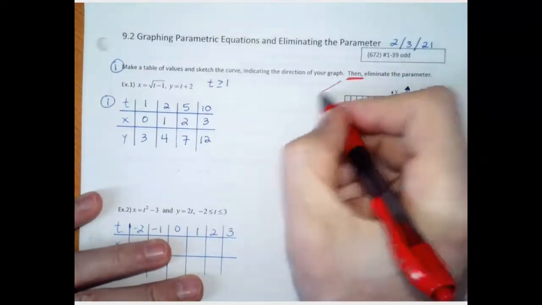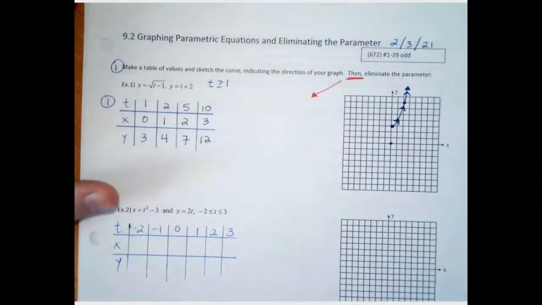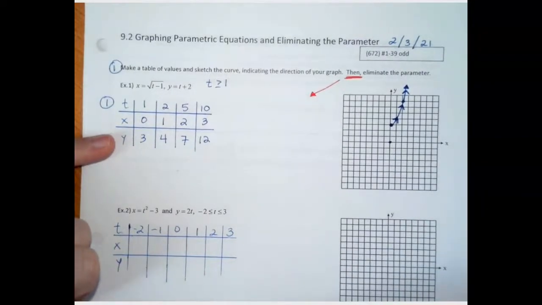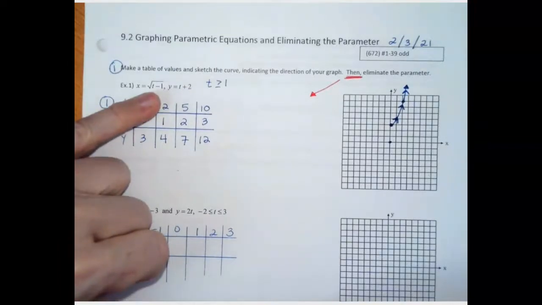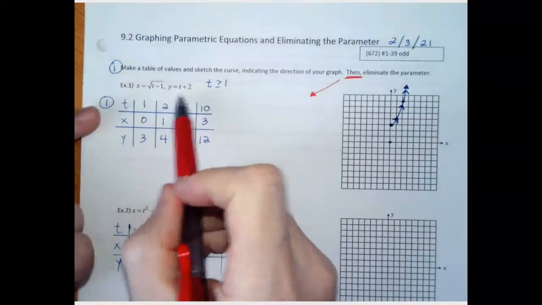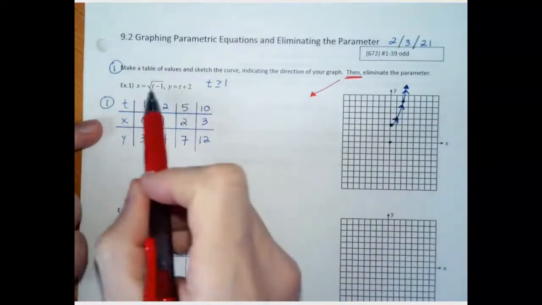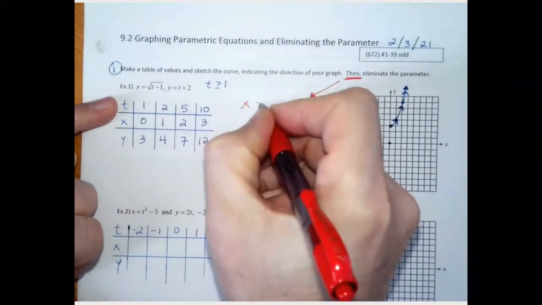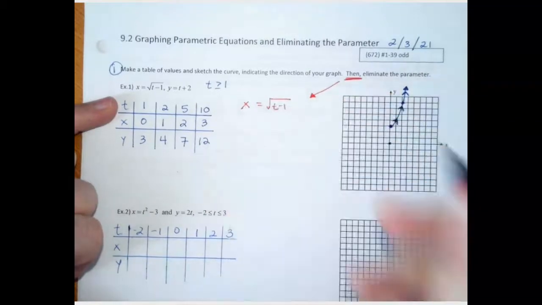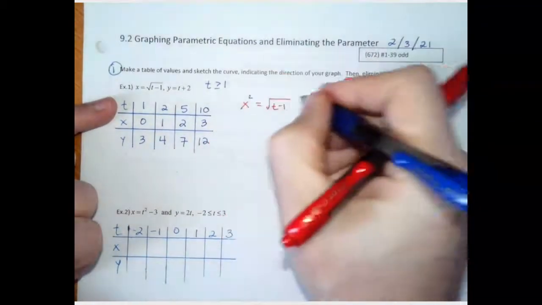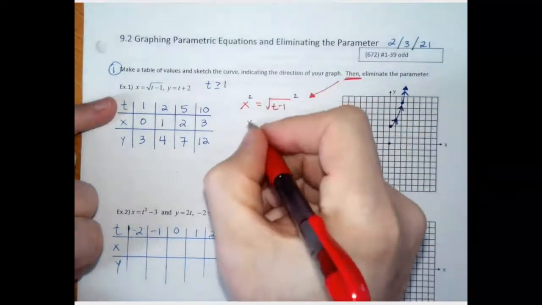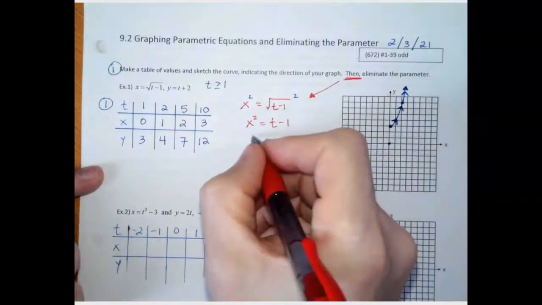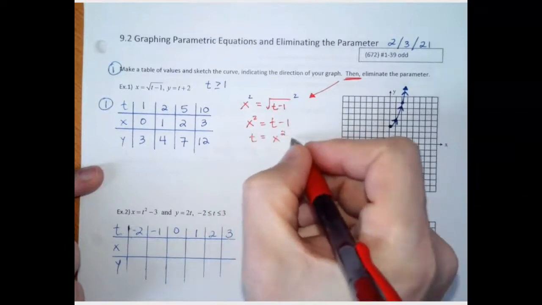Then eliminate the parameter. Now usually the main way to eliminate the parameter is to solve for t and then to substitute. And normally when we're graphing something, we kind of like it to be y equals. So I'm actually going to solve this for t and then substitute it in there. So if we take x equals the square root of t minus 1 and we square both sides, we get x squared equals t minus 1. And then if we add 1 to the other side, we're going to get t equals x squared plus 1.